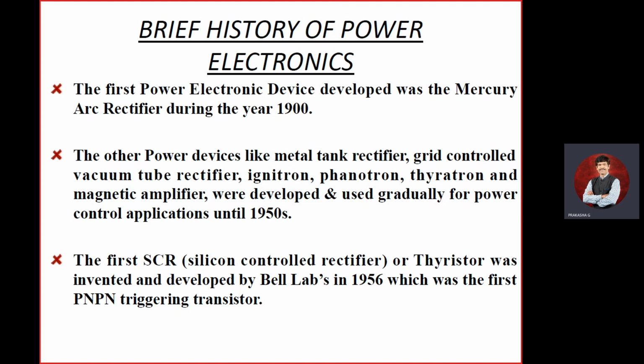So before, when they were studying, there was no hydropower, there was no electric power. So at that time, initially, how did they generate the power? They were generating the power using electric arc, that is the mercury arc rectifier, a power electronic device. The first power electronic device developed was the mercury arc rectifier in the year 1900. The other power devices were the metal tank rectifier, grid control vacuum tube rectifier, ignitron, phanotron.